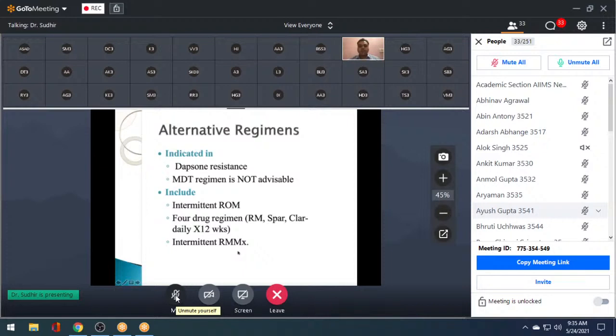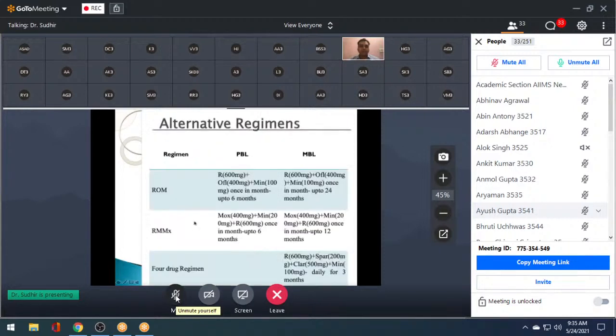These do not have good efficacy compared to MDT, so let's not discuss this in detail, just have some idea about it. ROM is rifampicin, ofloxacin, and minocycline. I have told you it is to be given once a month up to 6 months, followed in paucibacillary by up to 24 months. And RMM is moxifloxacin plus minocycline plus rifampicin, once a month up to 6 months in paucibacillary, and up to 12 months in case of multibacillary. The 4-drug regimen is only for multibacillary treatments.